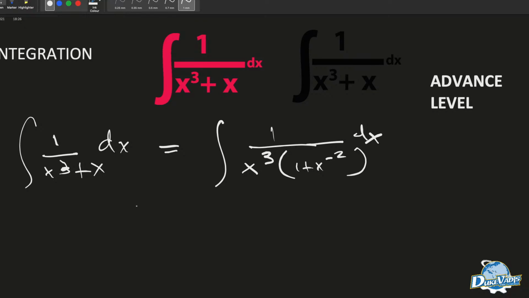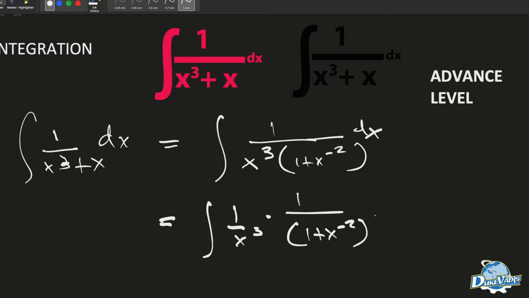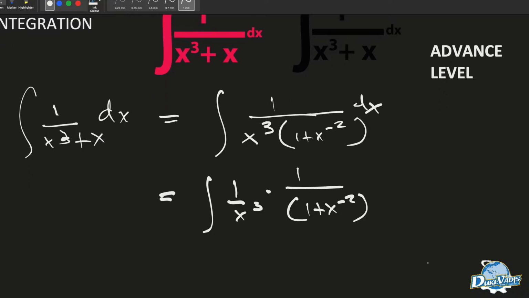Okay, further, we can also say that this is the same as 1 over x cubed multiplying 1 over 1 plus x raised to the power negative 2. Then, if that is the case, we can also write it like x raised to the power negative 3 all over 1 plus x raised to the power negative 2. So we can say this can be written as this.